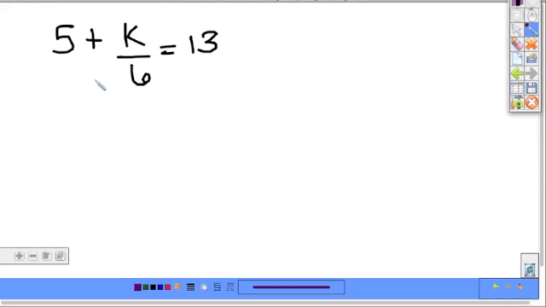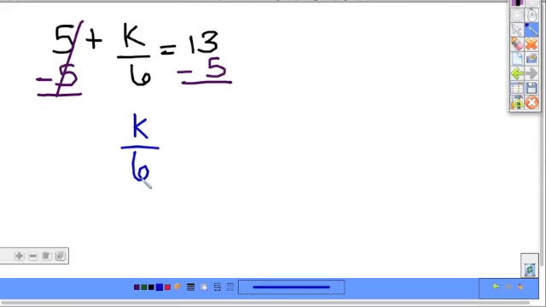So the first thing I'm going to ask myself is I need to get rid of this +5. What's the opposite of +5? -5. Okay? What you do to one side, you do to the other side. These 5's cancel. This comes down all together. You can't just automatically separate that k and the 6 because we haven't done anything with that 6 yet, so it stays. 13 take away 5 is going to give me 8.